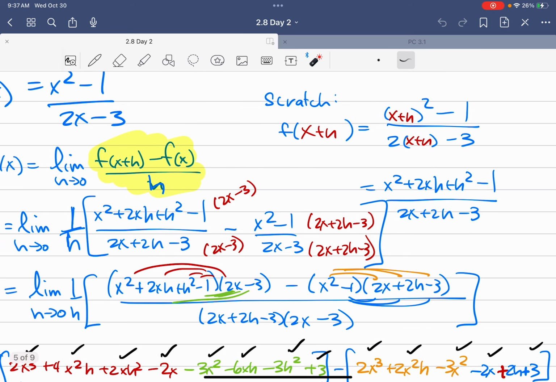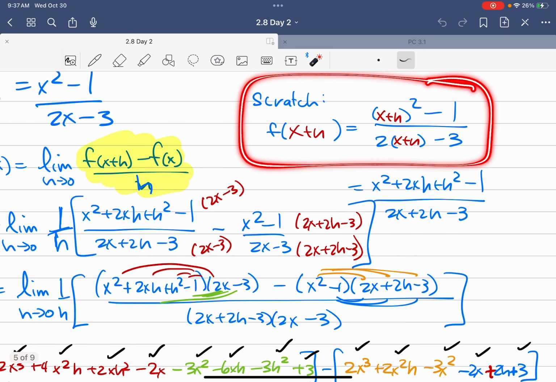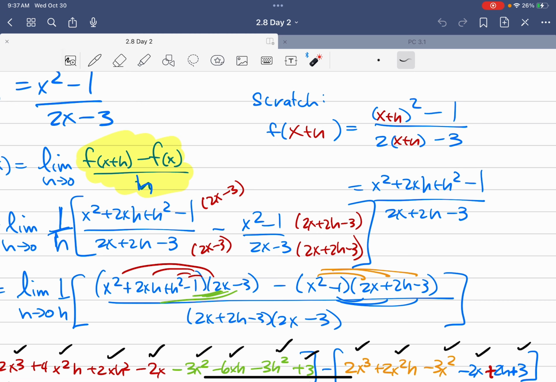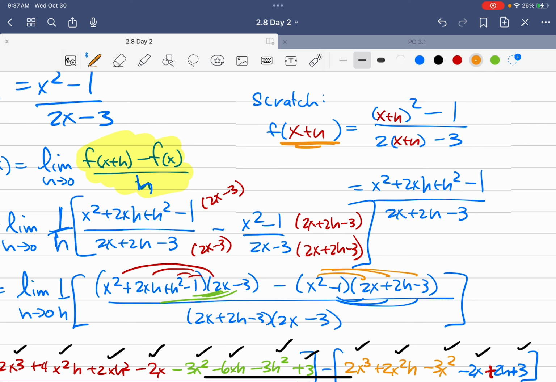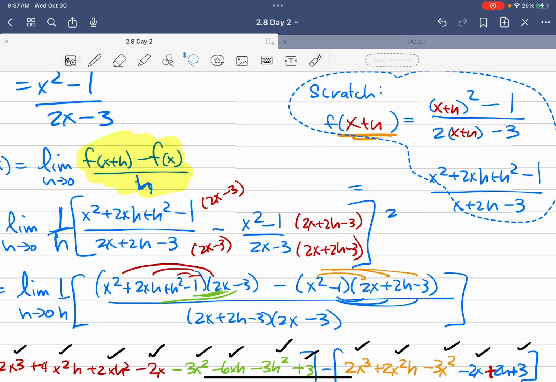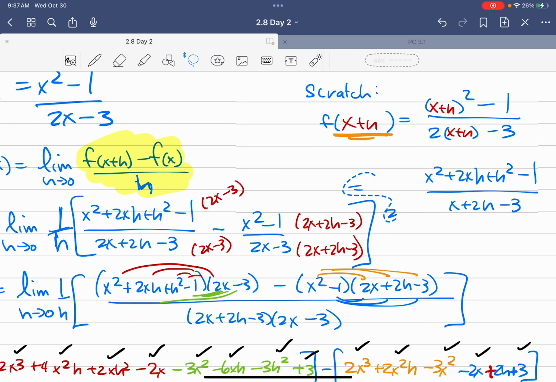And so I come over here in my scratch work and I write out f of x plus h. That means you just put in x plus h everywhere where there was an x. Then when I distribute this, I get this. When I distribute my 2, I get this. So now what that's telling you is that f of x plus h is just equal to all of this ugly stuff. So I'm going to move it over here to where it's really clear.